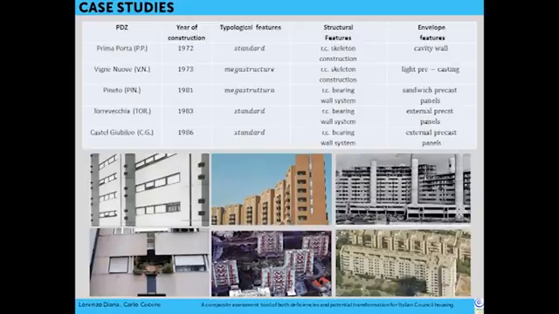The article presents the application of the CRITRA method to 5 council housing case studies, realized in Rome between the beginning of the 70s and the late 80s, with different typological, constructive, and energy characteristics.